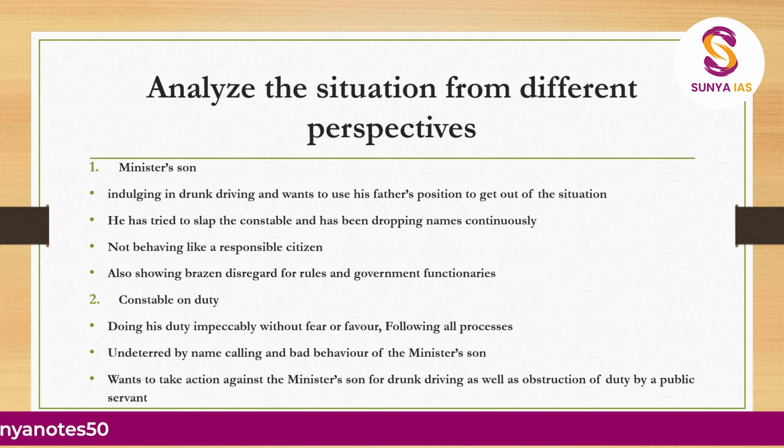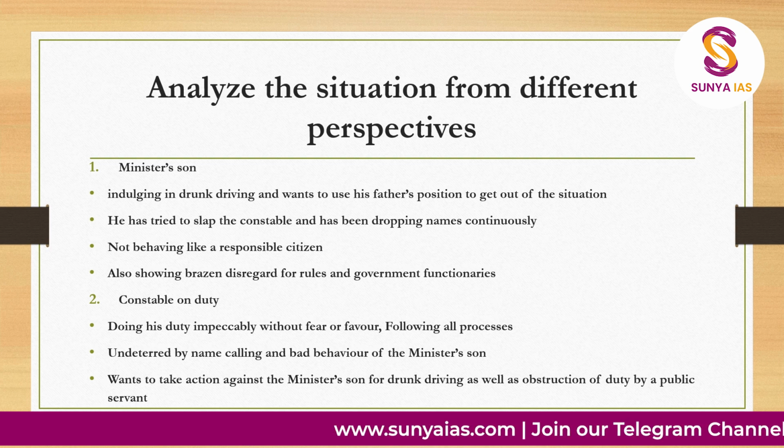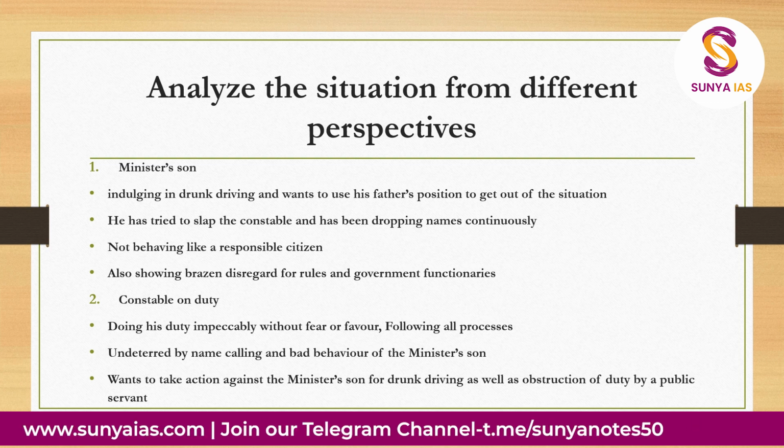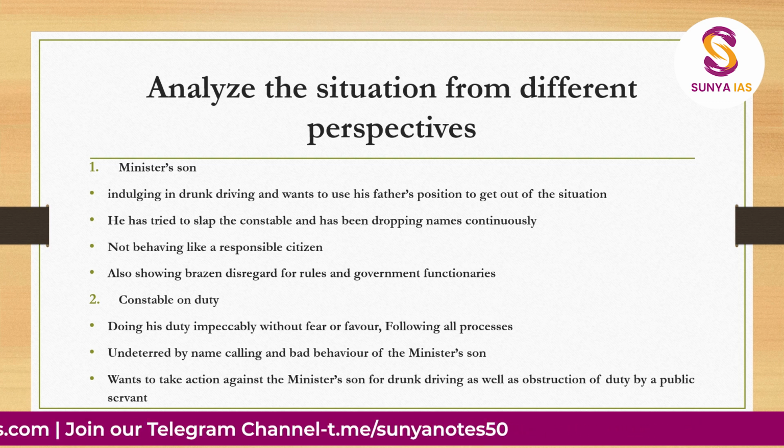Okay, so next you have the constable on duty. This constable is doing his duty impeccably without fear or favor, and he is following all the processes, right? He is undeterred by the name calling and bad behavior of the minister's son. So he's still continuing to do his duty. He is doing everything perfectly, and he is not being biased towards the minister's son. He also wants to take action against the minister's son for drunk driving, as well as for obstruction of duty by a public servant, because he takes him to the police station, right?